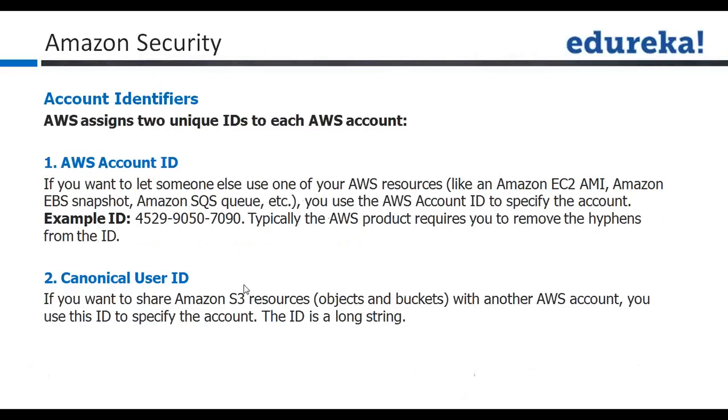So Amazon has account identifiers. Each Amazon account is identified by a 12-digit unique number. This is your account ID, and it is very important. So when you want to share some of your resources like your EBS volume, your AMIs, you can share using those account IDs. Also for some of the Amazon S3 resources, when you want to use CloudFront and you want to generate certain secure URLs, Amazon provides a canonical user ID that you can also use.